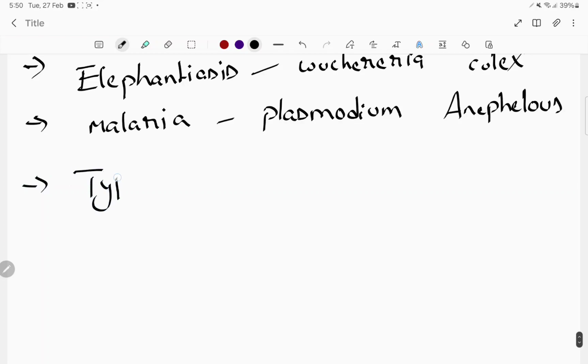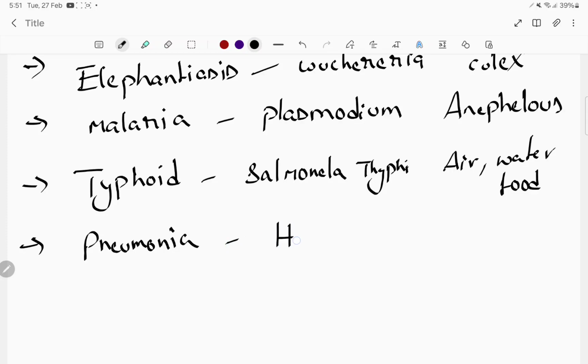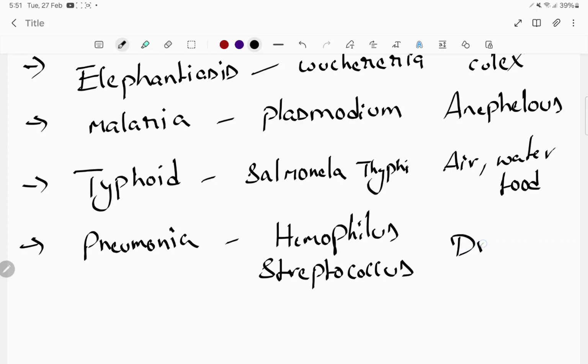Next, typhoid. Typhoid is caused by Salmonella typhi, which is bacteria. And this is caused by contaminated water and food. Pneumonia is caused by Haemophilus influenzae and Streptococcus pneumoniae. This is droplet infection. We call it as droplet infection.